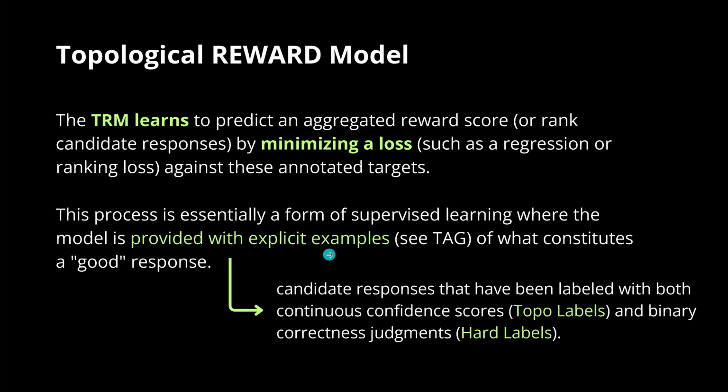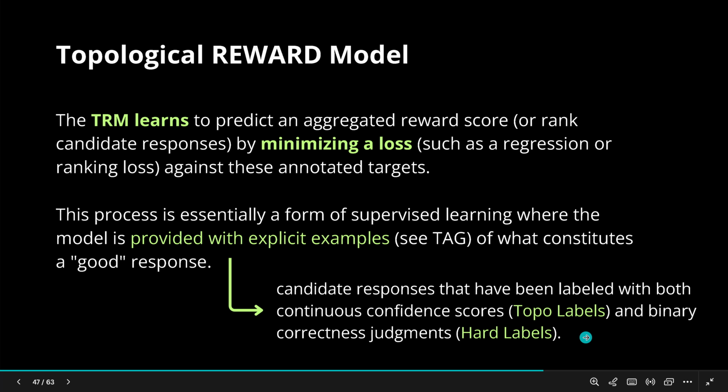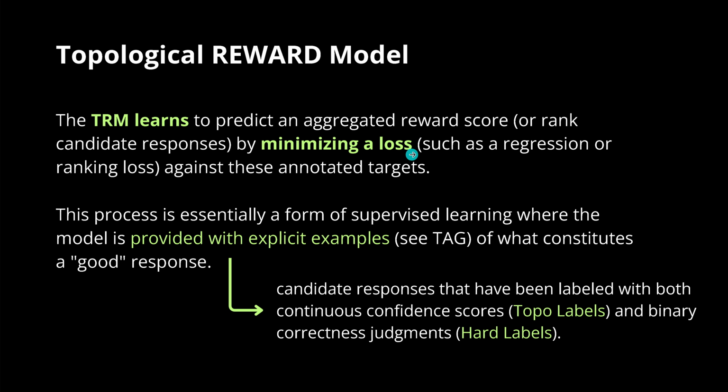So these explicit examples, you remember, have the continuous confidence score. These are our calculated traveling salesman distances that the salesman travels between the 5 cities. This is the topo labels, 44 or 39 in our example. And then we have a binary correctness judgment, the hard labels. So this is 1 for success and 0 if you fail. So we have those examples, beautiful, and the TRM now has a loss function.